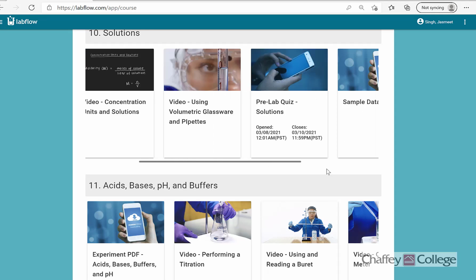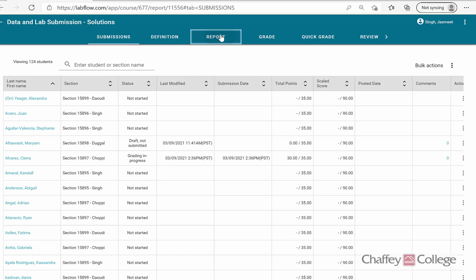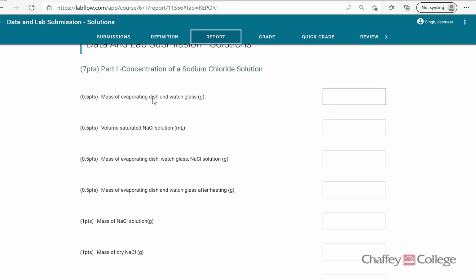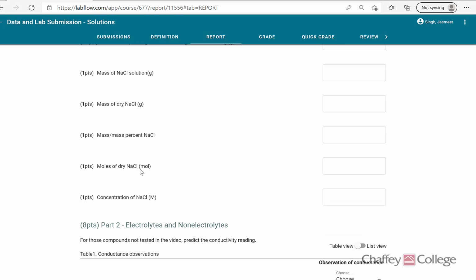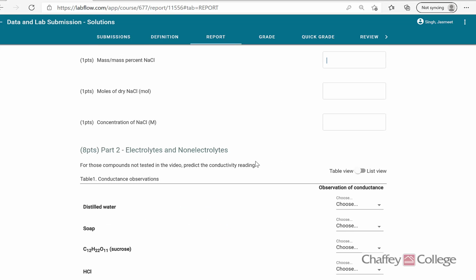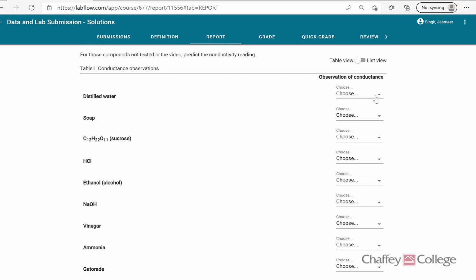So let's open the lab report. Okay, so part A, use the mass values of the empty dish, and the volume was 5.00. Similarly for the mass of the evaporating dish, you get the value from the data and calculate the mass percent as I explained earlier, and the moles and molarity value. So that's part A.